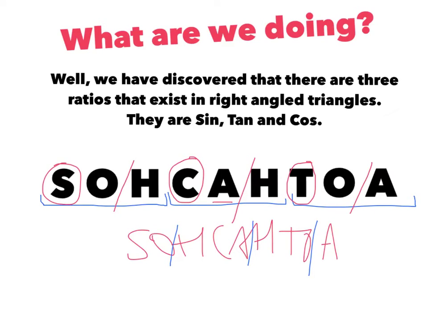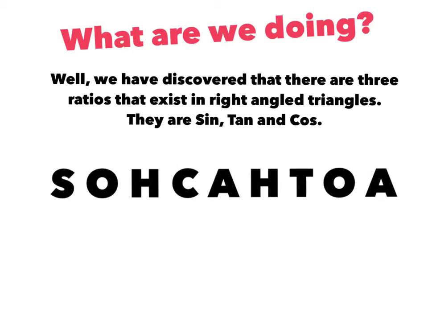Today what we are going to do is have a look at how we can use SOH CAH TOA, or sin, tan, and cos, in order to work out missing side lengths. We're going to use the ratios that we've learned over the last few lessons, and apply them. So let's have a look.